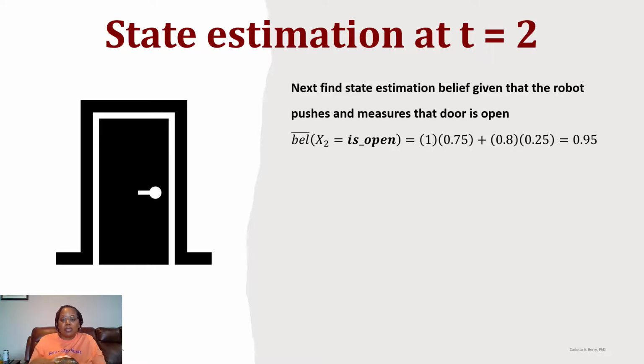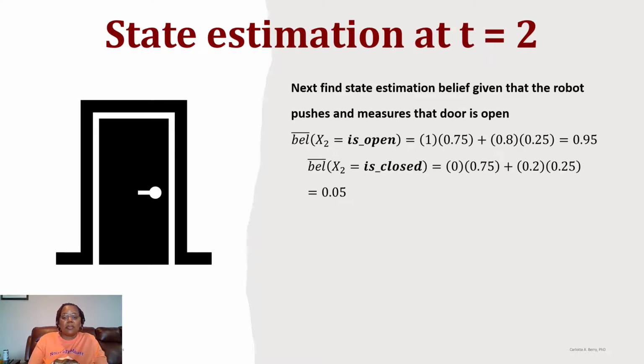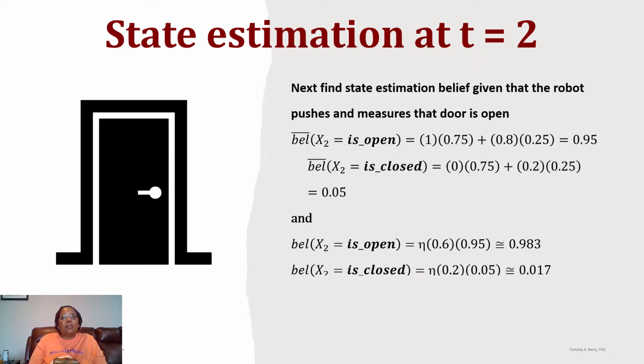Notice that this is iterative, so it's building on the values we had before. And that's now 0.95 confidence that the door is open. And the belief that the door is closed would be 0 times 0.75 plus 0.2 times 0.25, or 0.05. So then the belief with the incorporation of the sensor data is 0.6 times 0.95 times eta, which is approximately 0.983. And the belief that the door is closed is eta times 0.2 times 0.05, which is approximately 0.017.